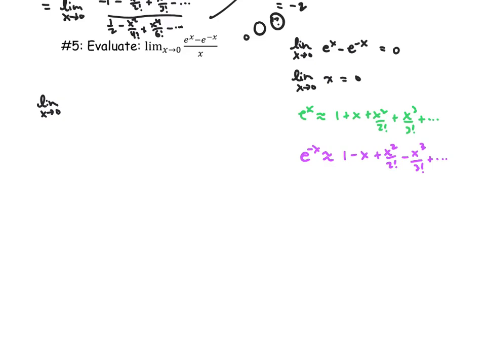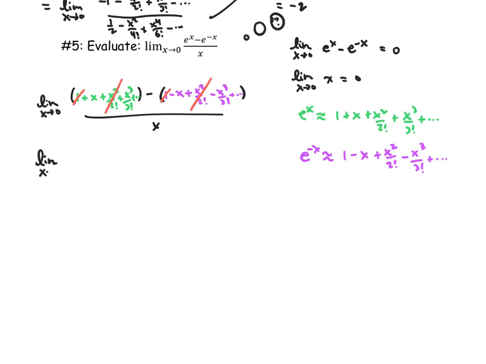Don't do it. E to the x minus e to the negative x will be the green series minus the purple series. So that'll be 1 plus x plus x squared over 2 factorial plus x to the 3rd over 3 factorial and a bunch of stuff, minus 1 minus x plus x squared over 2 factorial minus x to the 3rd over 3 factorial plus some stuff, all over x. So as we combine like terms, we'll see that 1 minus 1 reduces, x squared over 2 factorial reduces, and we're going to be left with only odd terms in the numerator. Excuse me, terms of an odd degree.